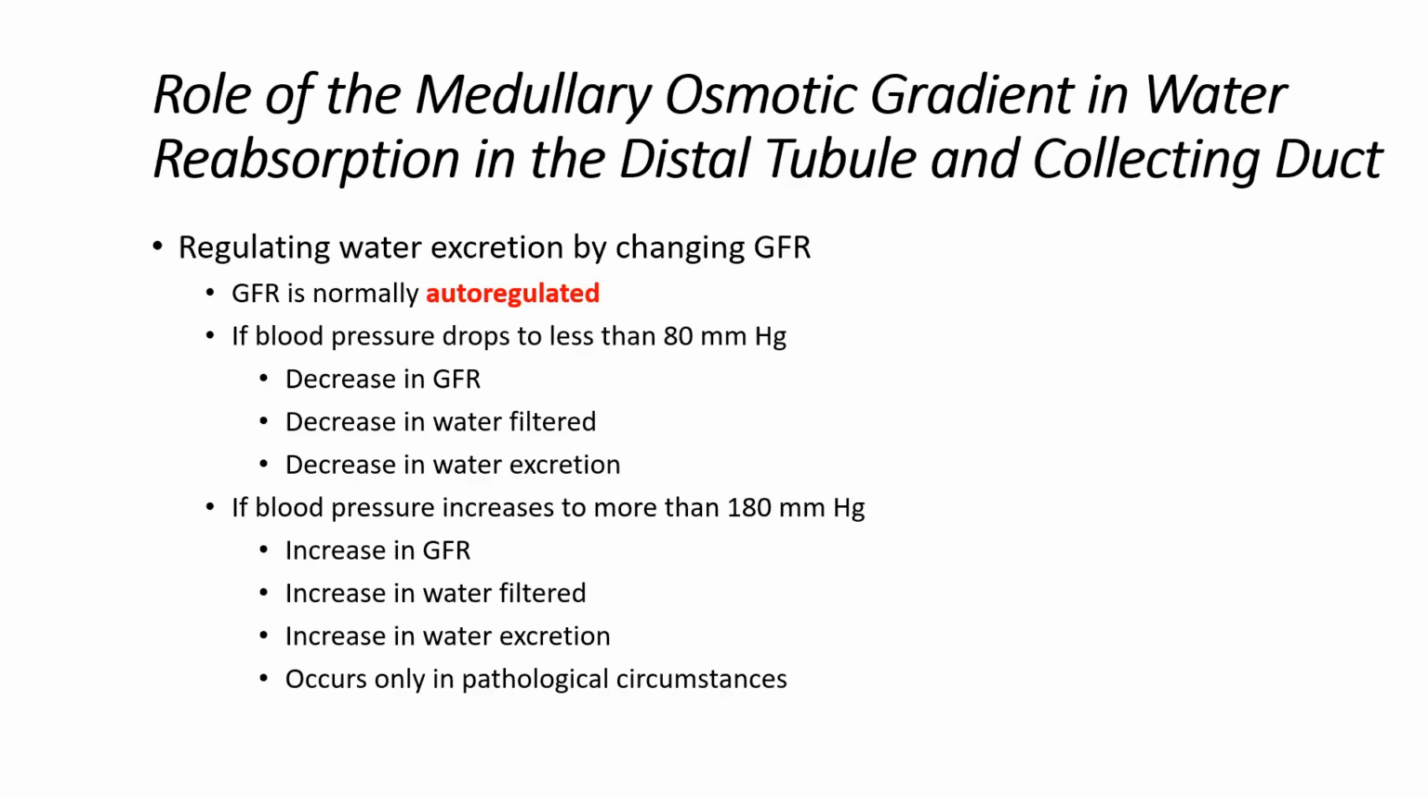Now, this only occurs in pathological circumstances. So think about really high, sustained, chronic hypertension. This is why hypertension can be so dangerous, especially if it's sustained and chronic, because it exposes the kidneys to these really high pressures and they dial in a new set point. So they're going to think that 180 is the new normal, and they're going to strive to maintain that 180. It's also going to be damaging to the glomerulus.